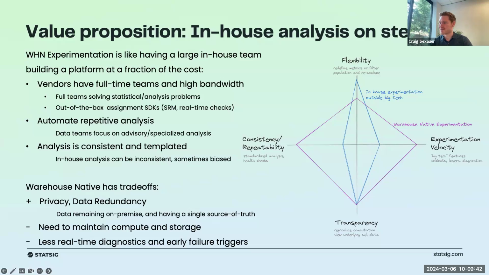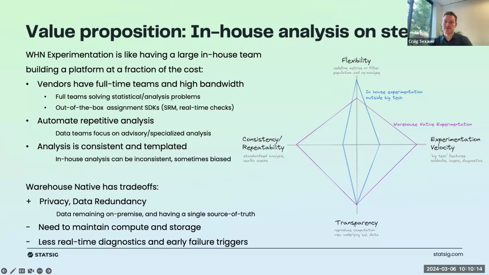We have a fun 4-point spider web, so not the largest spider web here on the right, trying to show this off. We have this purple square for warehouse native experimentation, and this blue diamond for what most in-house experimentation platforms look like. The thing to pay attention to here is it's worth calling out in-house experimentation tools are always going to be the most customized for your use case. You're going to be able to solve exactly the problems you need to solve. Warehouse native gets pretty close though, because of all the customization you can use.